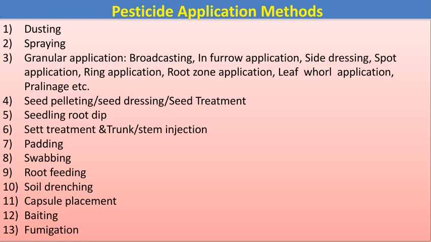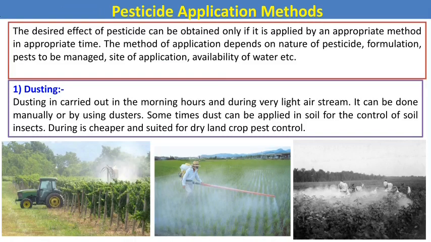They are dusting, spraying, granular application, seed pelleting, seedling root dip, seed treatment, padding, swabbing, root feeding, soil drenching, capsule placement, baiting, and fumigation. Let us see them one by one. This is the first technique, that is dusting.